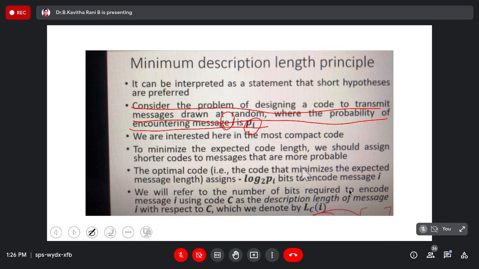Okay, so we are interested here in the most compact code. మనకి ఎంత తక్కువ ఉంటే అంత మంచిది. So whatever the hypothesis which is there, that should be in a smaller, shorter form, short length. Okay, so to minimize the expected code length, we should assign shorter codes to messages that are more probable. So to minimize or reduce the code length, we should assign shorter codes to the messages.